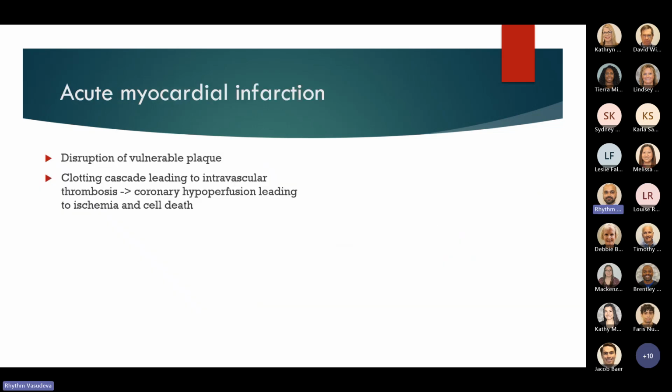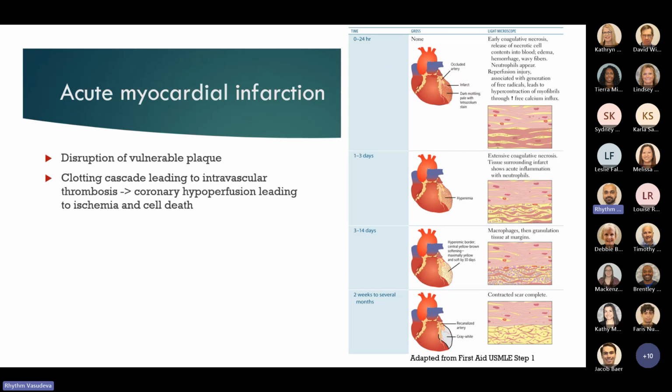Some pathophysiology specific to acute MI: it results from a disruption of a vulnerable plaque, triggering a clotting cascade, leading to intravascular thrombosis and subsequent hypoperfusion, leading to cell death, apoptosis, and necrosis. This is a diagram, for those of us who use First Aid for Step 1, that goes through the basic changes in the heart with MI. As you can see, there is early coagulative necrosis, which eventually causes this area of weakness within the heart, eventually leading to a scar.